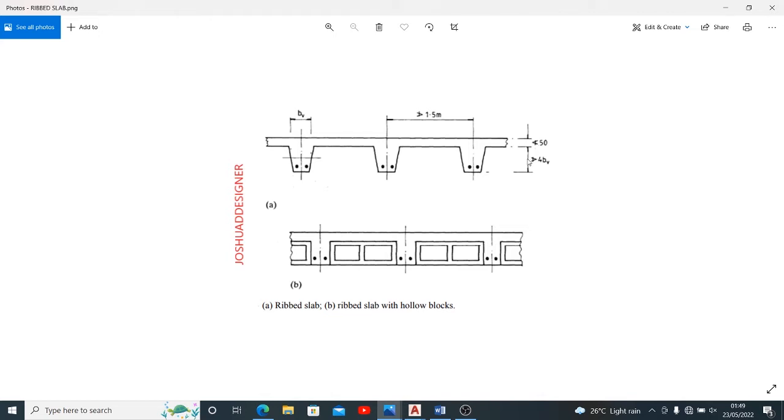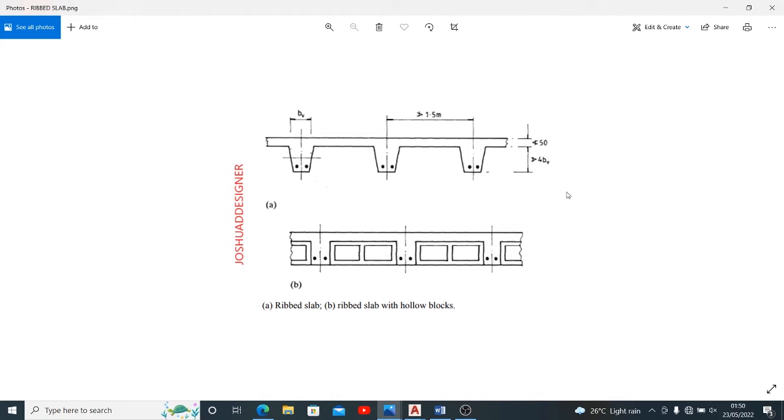Right, so for the depth of your rib also, there is a consideration, and it says that it should be greater than or equals to four times the width of your rib. That is, it should not be less than four times the width of your rib, right? Can we go back to our code of practice so that I'll be able to show us the considerations that govern the use of our ribbed slab?